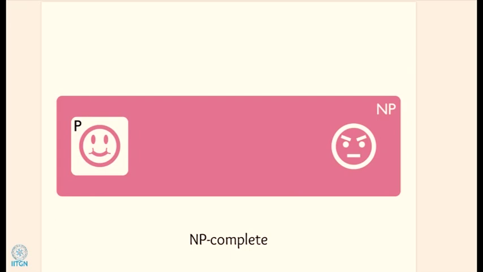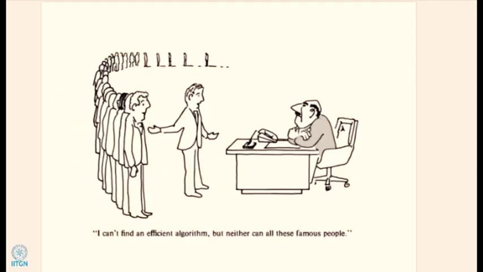So instead of solving vertex cover, here is what you are going to do. As I said, it's a bit of a cheap trick, but you're going to go to your boss and tell them, I wasn't able to solve this problem, but neither can all these famous people. That's how you justify your situation. You say that, okay, I can't solve it, but it's not because I'm stupid. It's because the problem was actually difficult.